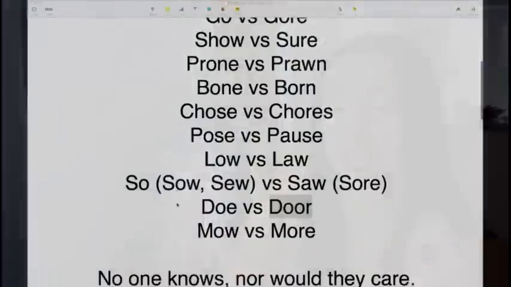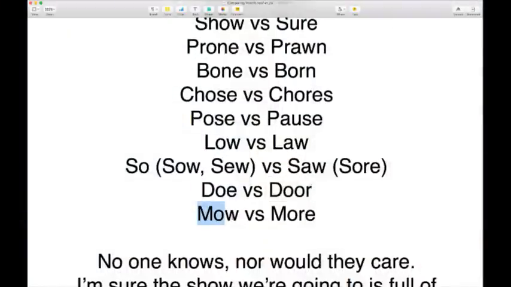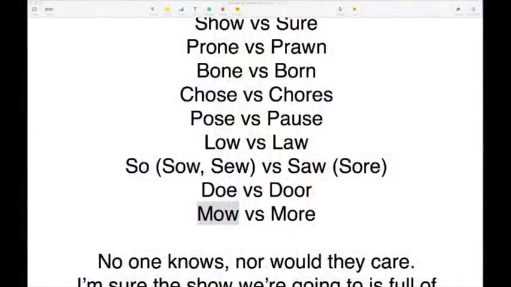Let's have a look at the next one and then we're going to move on to some sentences. We have the word mow. If you mow, you normally mow the lawn. So to mow is to cut the grass. If you cut the grass in your garden, you mow the lawn. Mow, mow the lawn. So you have mow versus the word more. I want some more. Mow versus more.